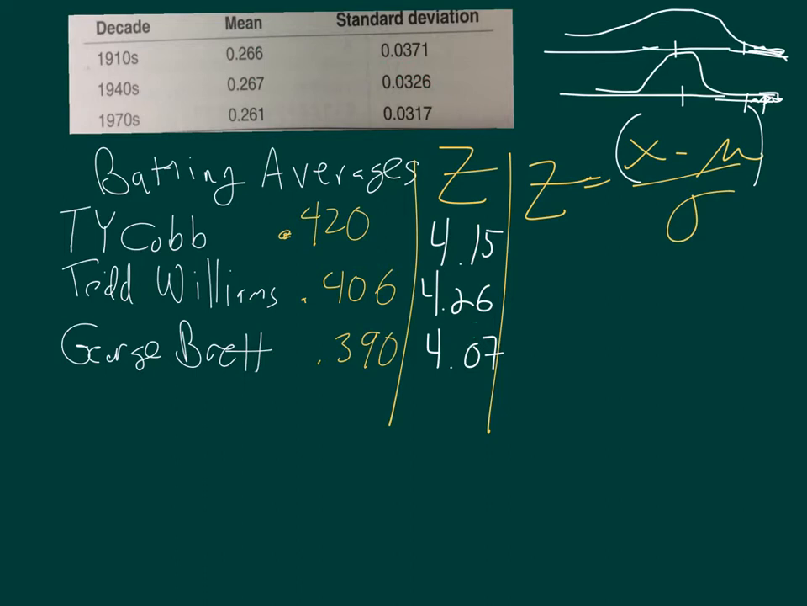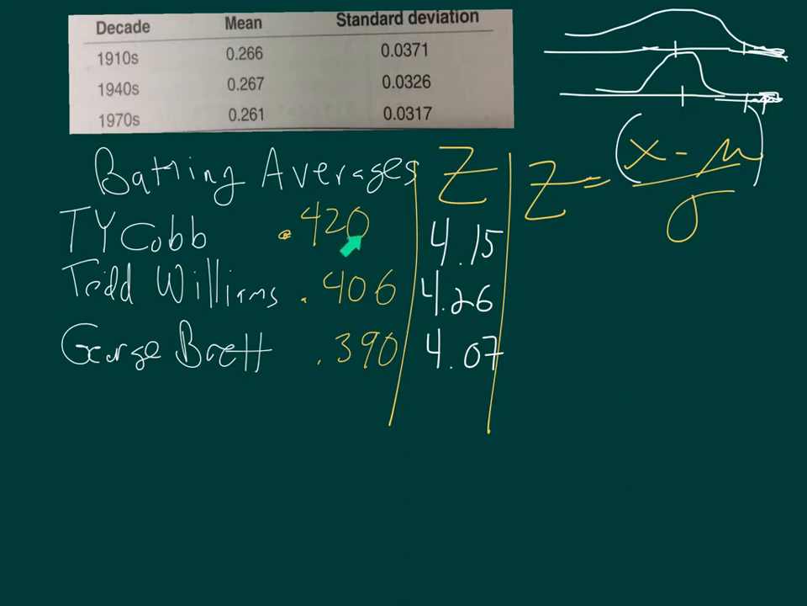But when we talked about density curves, the proportion of the area above here is smaller than that proportion of area, even though the number itself is lower. So that's what we're getting at. Relative to the decade that they were in, Ted Williams, relatively speaking, was a better batter, had a higher batting average than the others, even though his number was lower than Ty Cobb's.